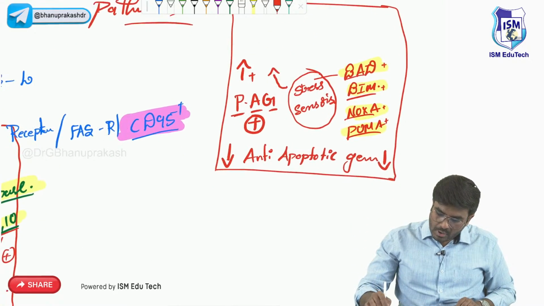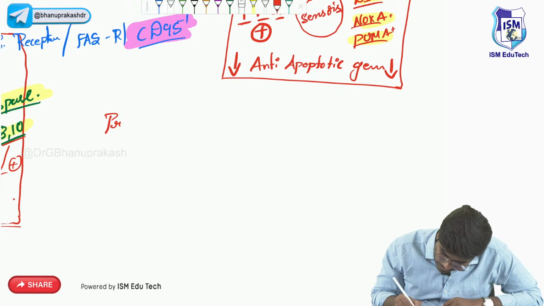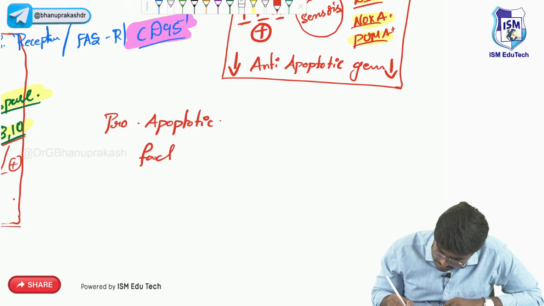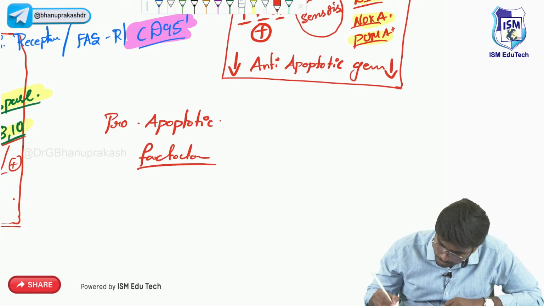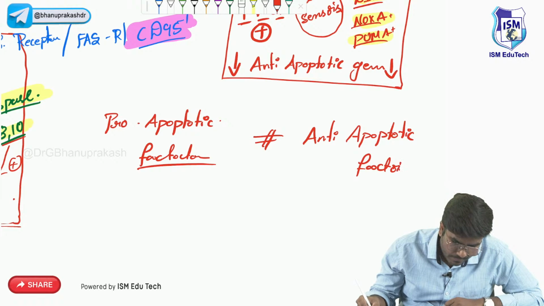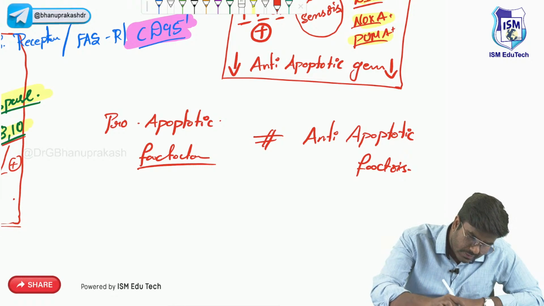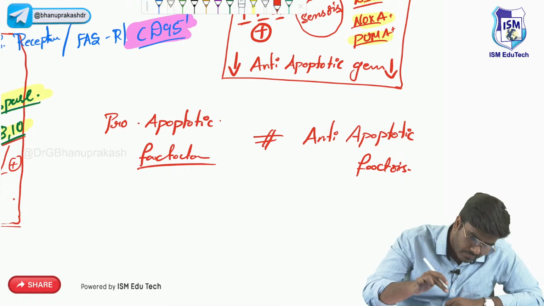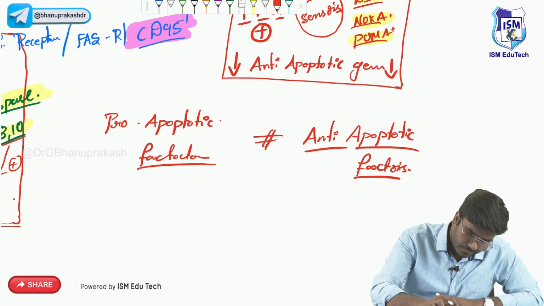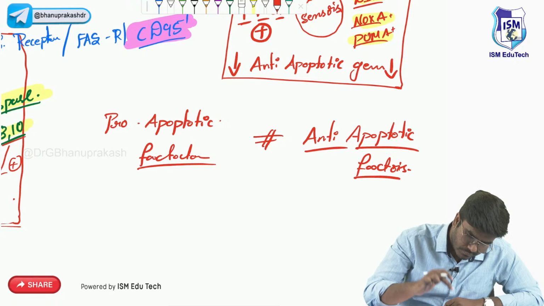Now the question comes, what are the pro-apoptotic factors or pro-apoptotic genes? Pro-apoptotic factors and anti-apoptotic factors. Just give me a minute.